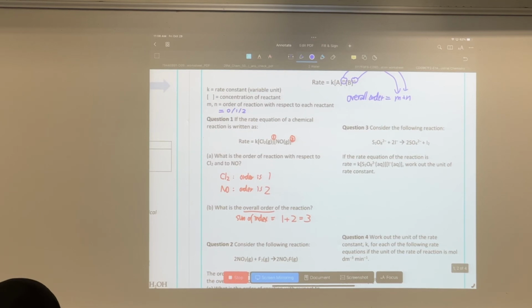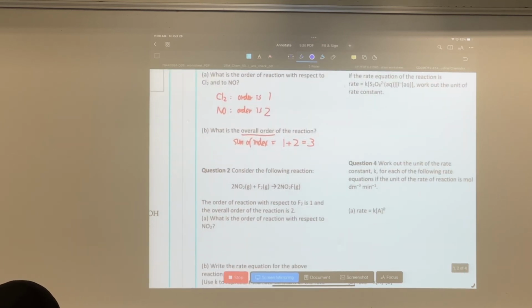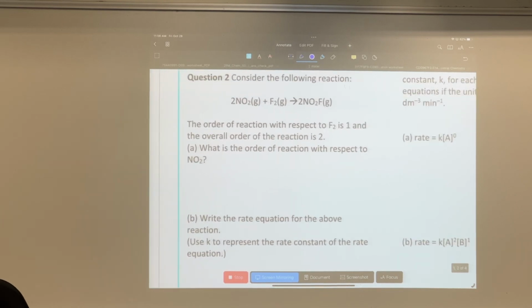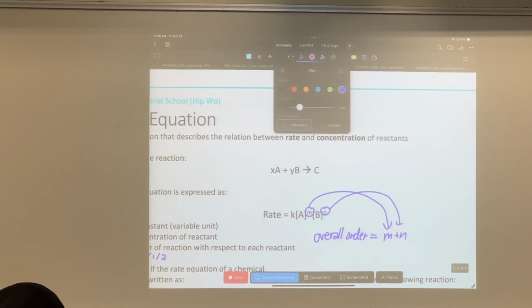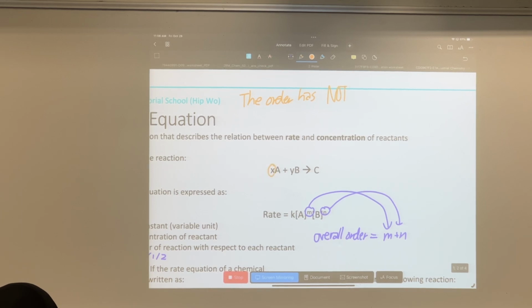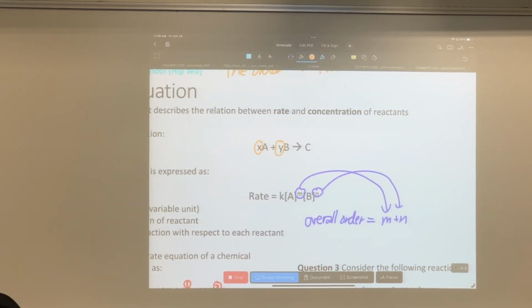Okay, and that's it. We are already done with one question. What about question 2? The order with respect to F2 is 1, and the overall order of the reaction is 2. So what is the order with respect to NO2 then? 1, yes. And from this example, I wanted to teach another thing: does the order have anything to do with the mole ratio? No. If you see that it is equal to the mole ratio, it's just a coincidence. Can you put this very important point down? Maybe in red, please. So the order has nothing to do with the mole ratio. Don't think, oh, because I see X, I see Y in here, the mole ratio is the same as the order.